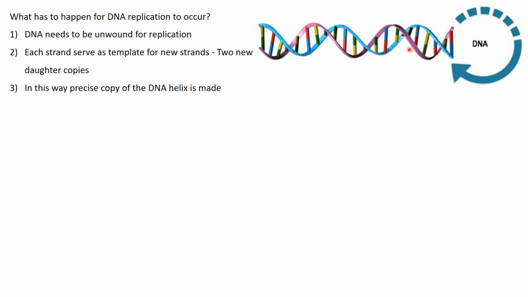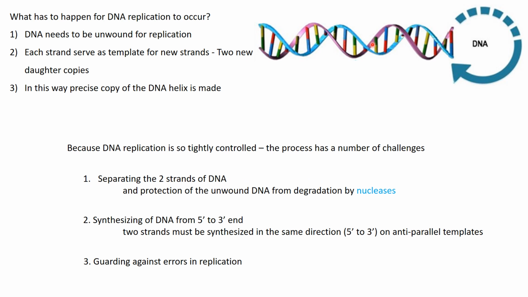Each of these original strands will serve as a template for the two new daughter strands that are going to be made. And in this way, a precise copy of the DNA helix is made.